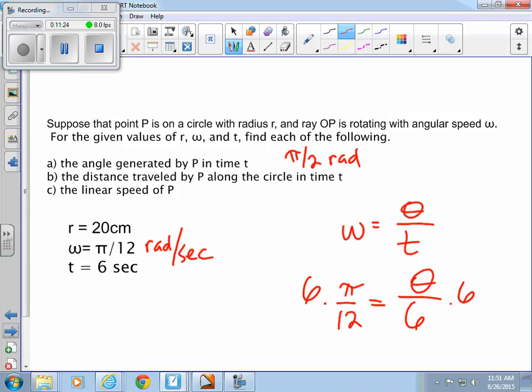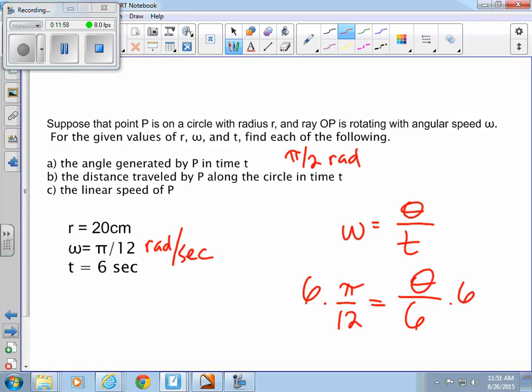Now, the distance traveled by P in time t. How do we get linear distance? What's a word for distance on a circle? Arc length, right? So this is really asking what's the arc length. I want to know the distance traveled. So I've got a couple of options, don't I?